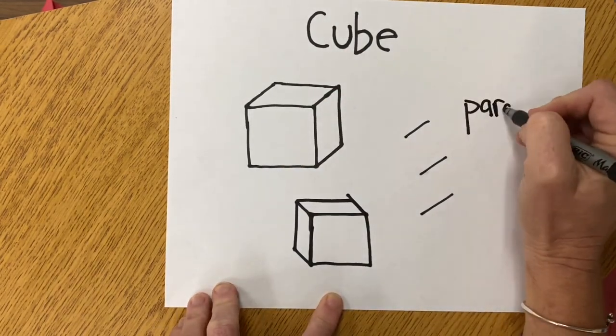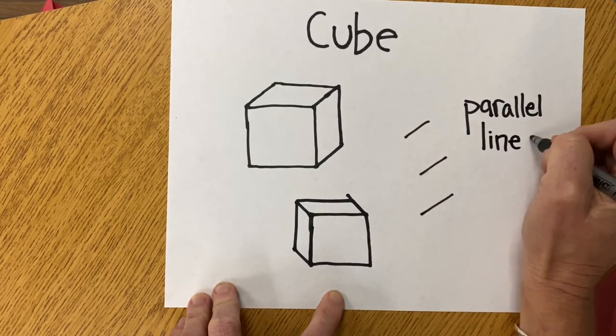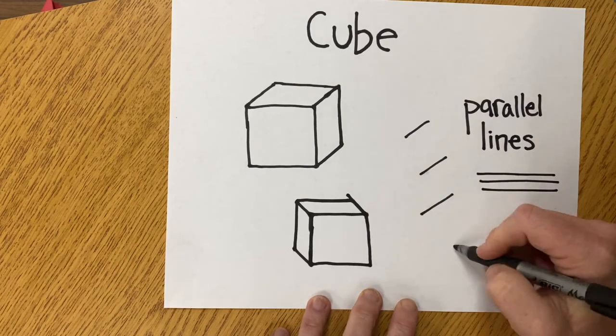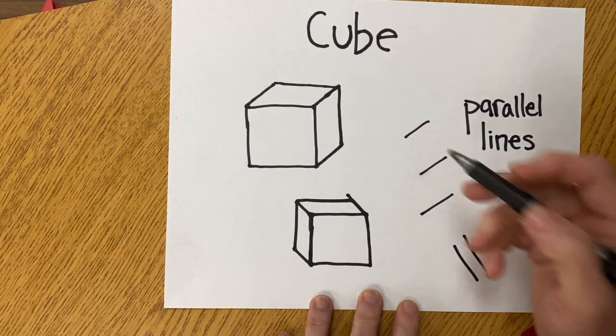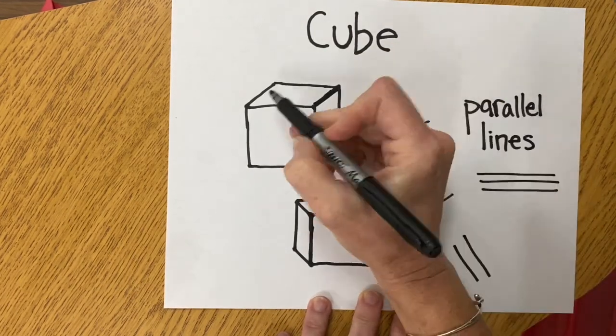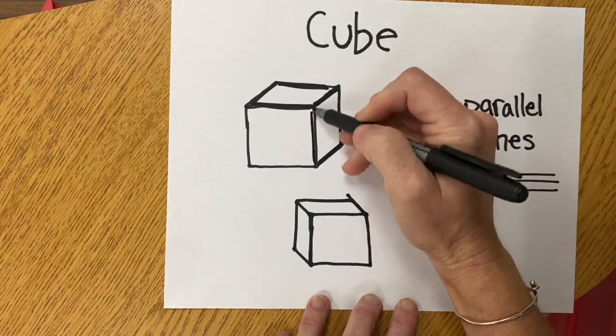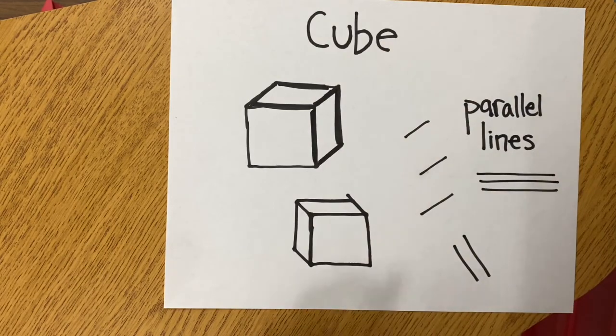Parallel lines are lines that go on and on and on, but don't touch. They look the same as each other. That line and that line are parallel. All three of those lines are parallel. The sides of the boxes also have parallel lines.